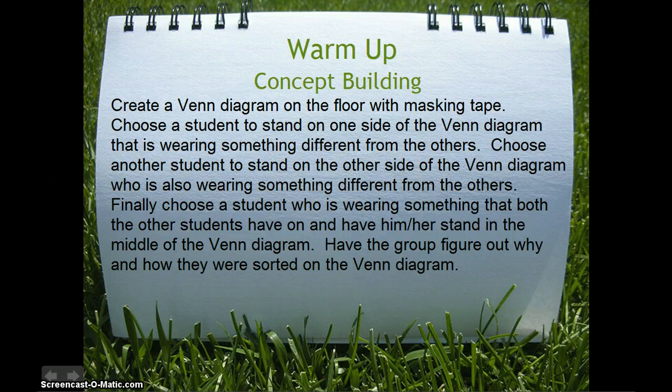I will have one of my students stand on one of the outside circles who is wearing something different from the rest of the group. I will then choose another student to stand on the other side of the circle who again is wearing something different from the rest of the group. Then I would choose another student to stand in the overlapping part who is wearing something that both the other students have on. Then I would have the group try to figure out how and why I have them sorted the way that they are.